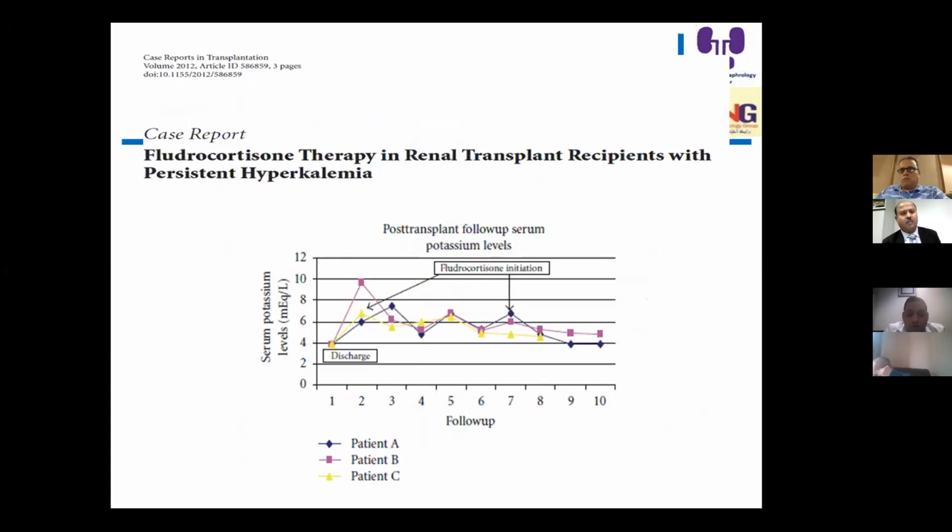2012 about 3 patients who also developed hyperkalemia post-renal transplantation, reaching nearly 10 in one of the 3 patients. At the 7th day post-transplantation, fludrocortisone was added, and the response was dramatic, and serum potassium decreased in the 3 patients to between 4 and 5 milliequivalent per liter.